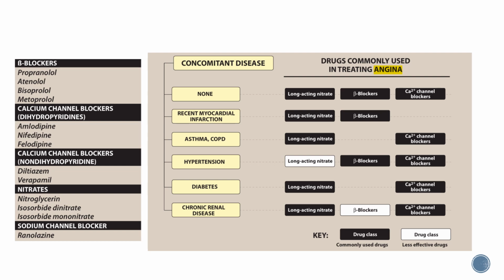And in case of diabetes, we can choose long-acting nitrates and calcium channel blockers. And in case of chronic renal disease, long-acting nitrates and calcium channel blockers are the drugs of choice. Beta blockers are the least effective drugs.